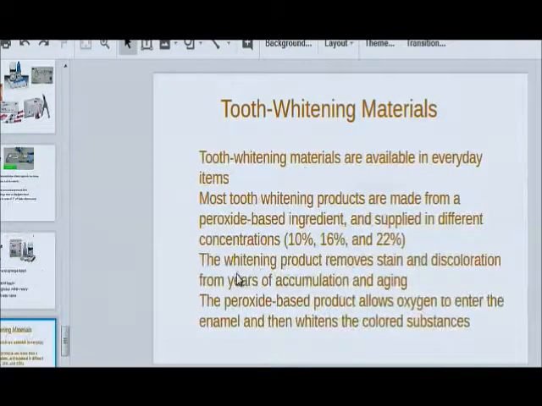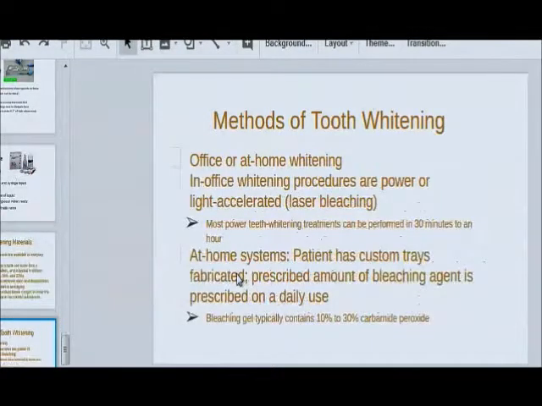And then whitening materials, which most patients have questions about, and you probably do too. So whitening materials are peroxide-based typically, and they're made from different concentrations. And what they do is they allow oxygen to enter the tooth, which kicks out the colored substances. And because oxygen is colorless, it brightens them up. And so they do not harm teeth that we know of long term, but they can cause sensitivity to hot and cold, and they can cause gingival sensitivity.